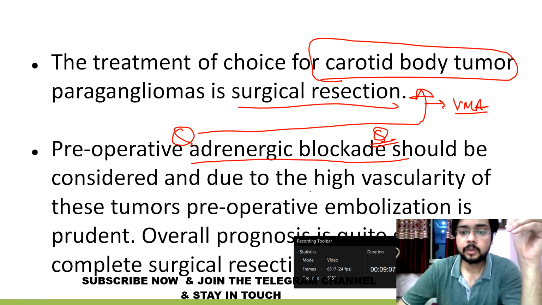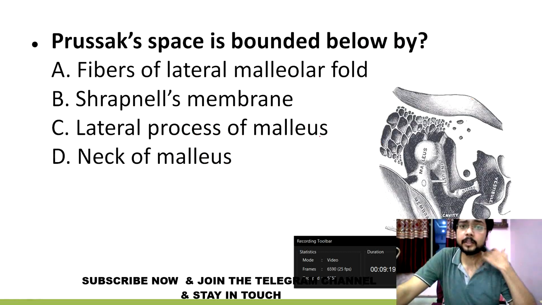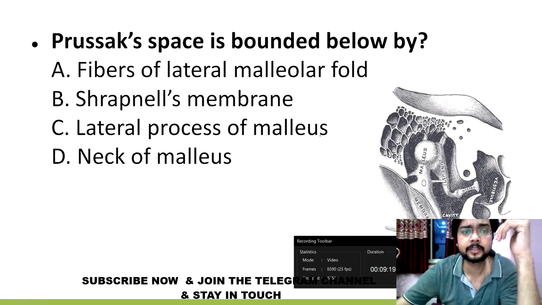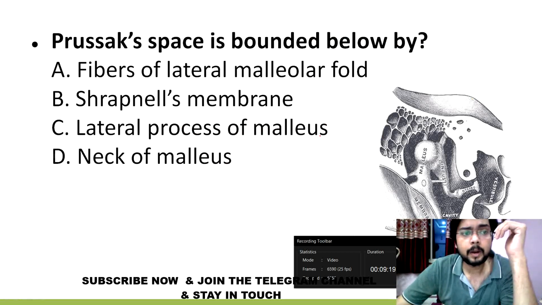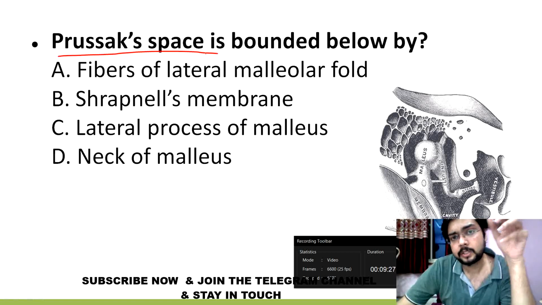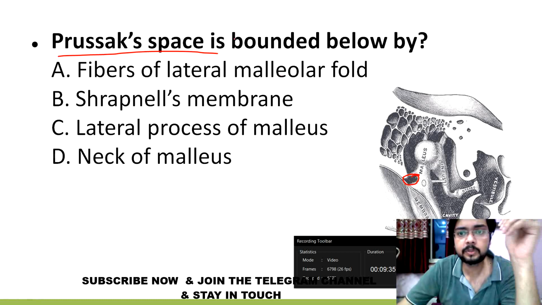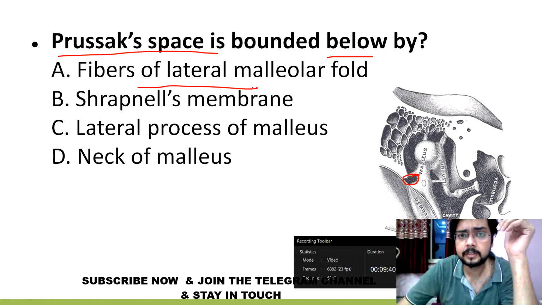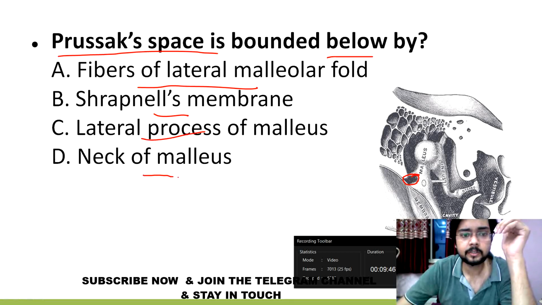Considering the high vascularity, preoperative embolization is many a time also done so that you embolize the supplying artery and bleeding is less. Now coming to another important topic, that is Prussak's space. If I ask you the boundaries of Prussak's space in an MCQ, if you see here, this small space is your Prussak's space. So tell me, Prussak's space is bounded below by: the options are fibers of the lateral malleolar fold, Shrapnell's membrane, lateral process of malleus, or neck of malleus.